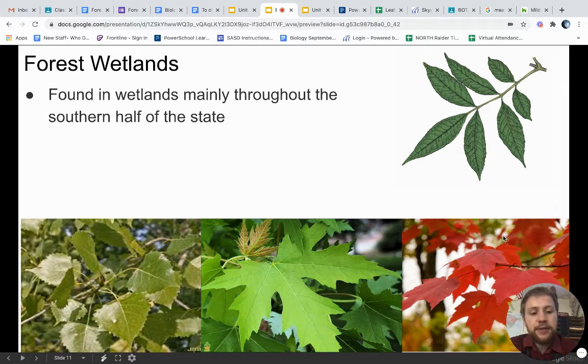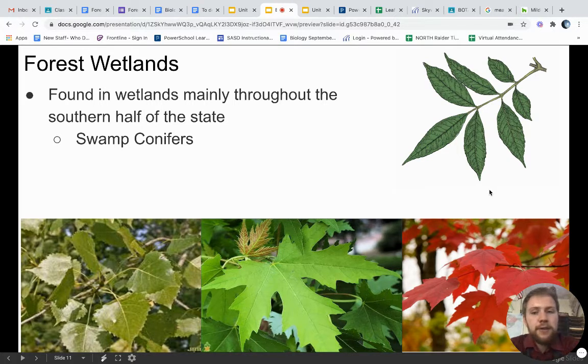Forest wetlands are another type of forest found in wetlands, so areas that are usually in constant moist soil conditions. And these are mostly seen throughout the southern half of the state based on our soil type there. So these would not be as well drained of soils, not as sandy, so more of a loam or a silt. So that would be where you'd find these.